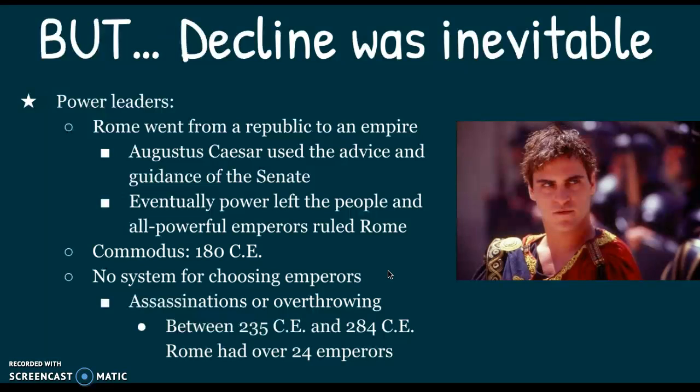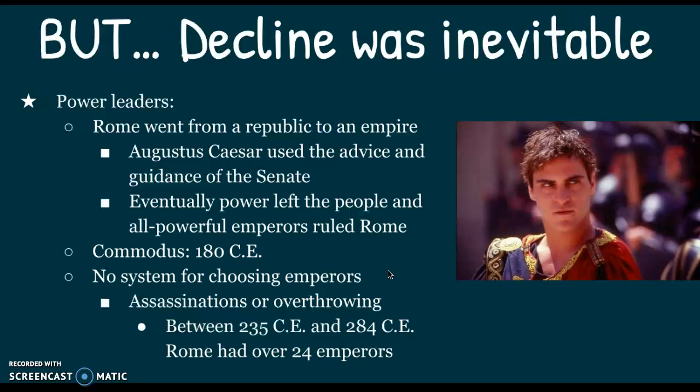So it goes back to that assassination or overthrowing. This goes back to the Senate. So we keep saying these emperors took power away from the Senate. Well, they were taking power away from the Senate, and the Senate was getting mad about that. So there's, again, that tension between the Senate and the Roman emperors. Assassinations and overthrowings come because of that, or because other emperors want the emperor position. Between 235 and 284, Rome had over 24 emperors. That's a lot. So it's unstable.